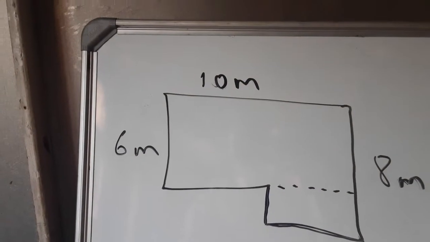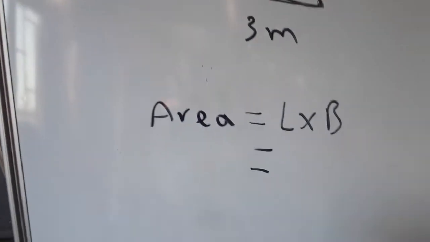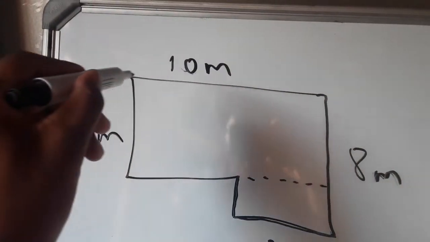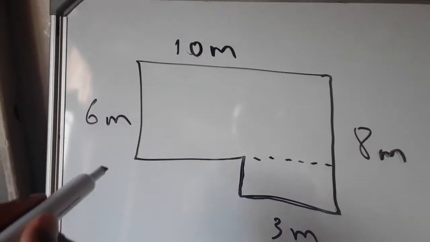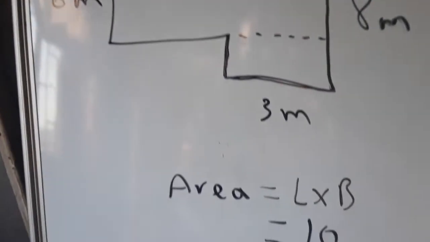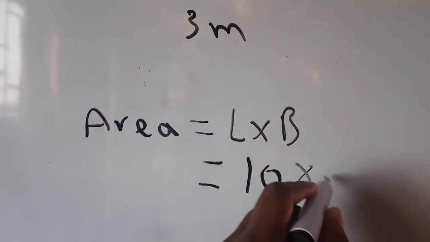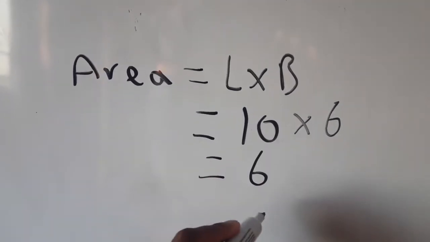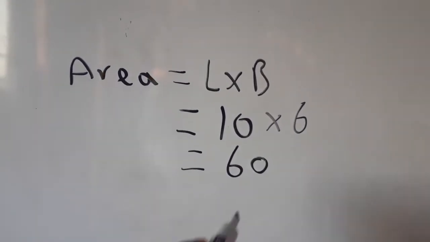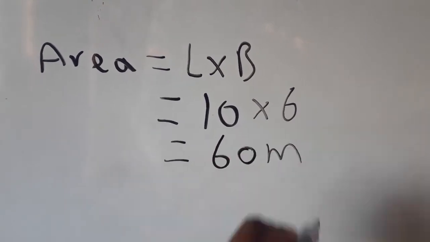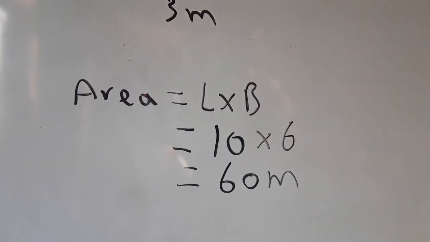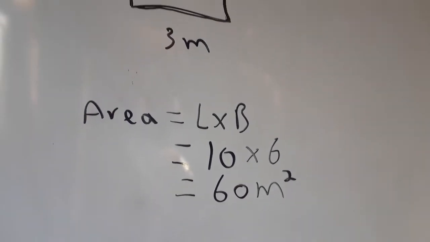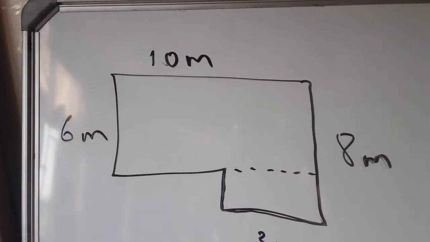So what is our length? Our length is 10 of the big rectangle from this part. So we have 10 and then our width is 6, times 6, which is going to give us 60 meters. Right, so we have calculated the area, in meters squared. So we have calculated the area of the big rectangle.